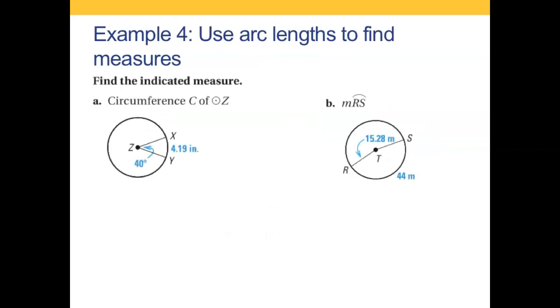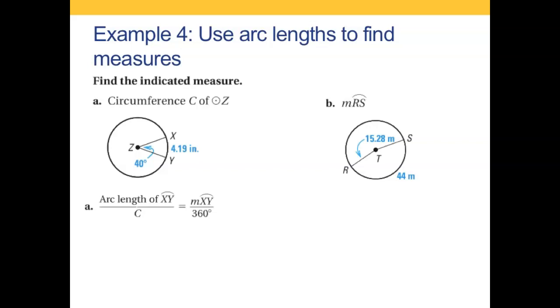All right, example 4, use arc lengths to find measures. So in this case, instead of trying to find the arc length, we're actually given the arc length here. So looking at A, circumference C of the circle Z is what we're trying to find here. So I would start off by writing the proportion that we had written before for this corollary. So the arc length of arc XY over the circumference, so it's always a part to a whole, is equal to the measure of arc XY over the whole circle, which is 360 degrees.